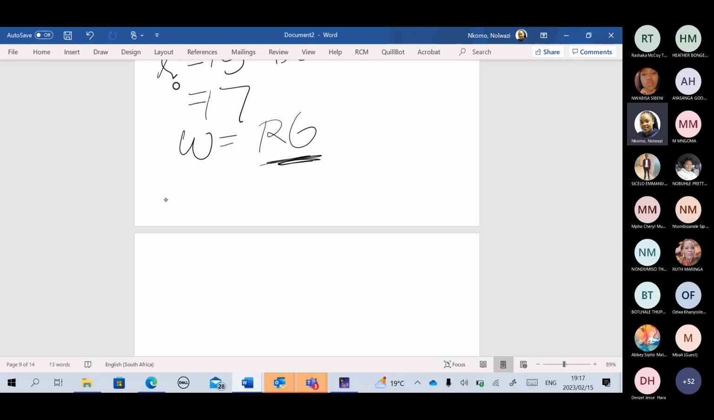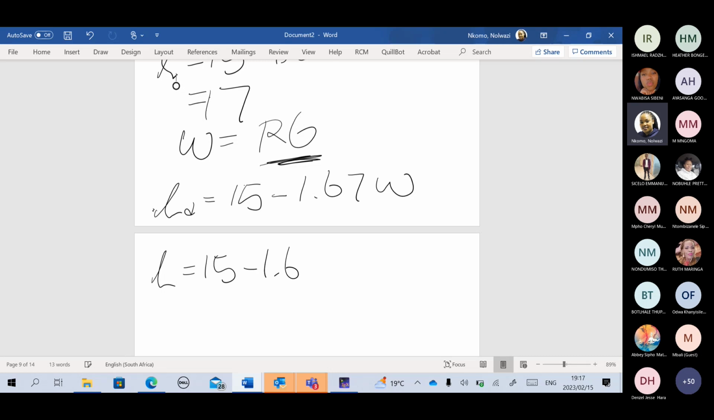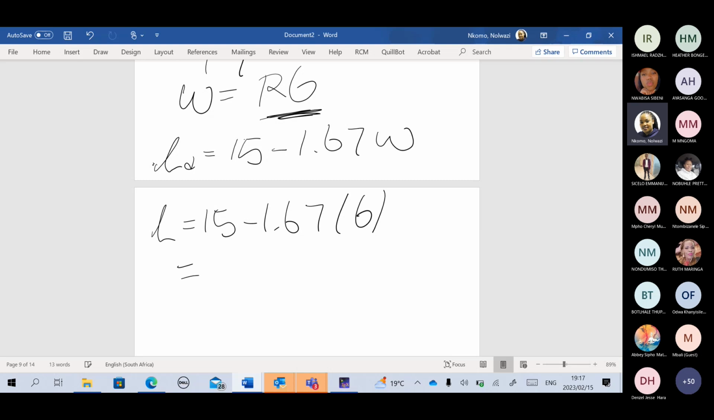The labor market demand is 15 minus 1.67 times the wage. If we substitute here, we will have Q as 15 minus 1.67 times 6, which is 4.98.